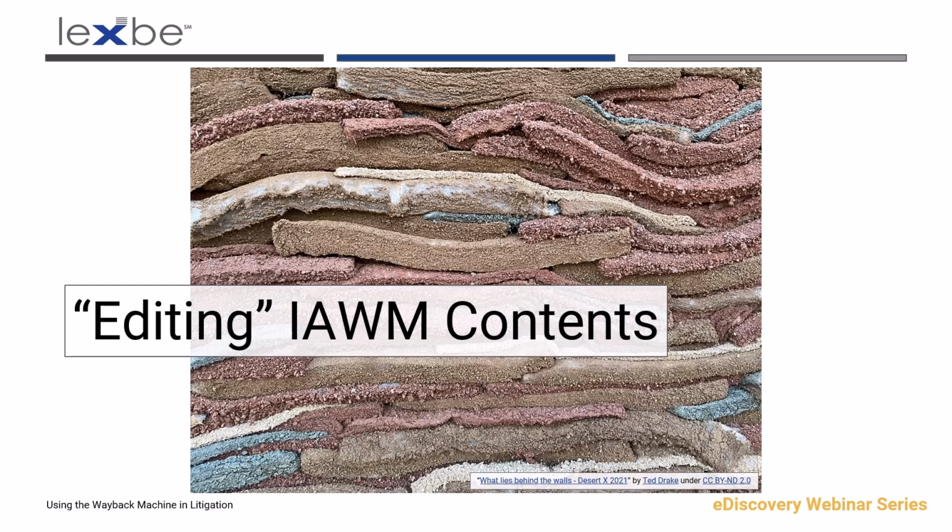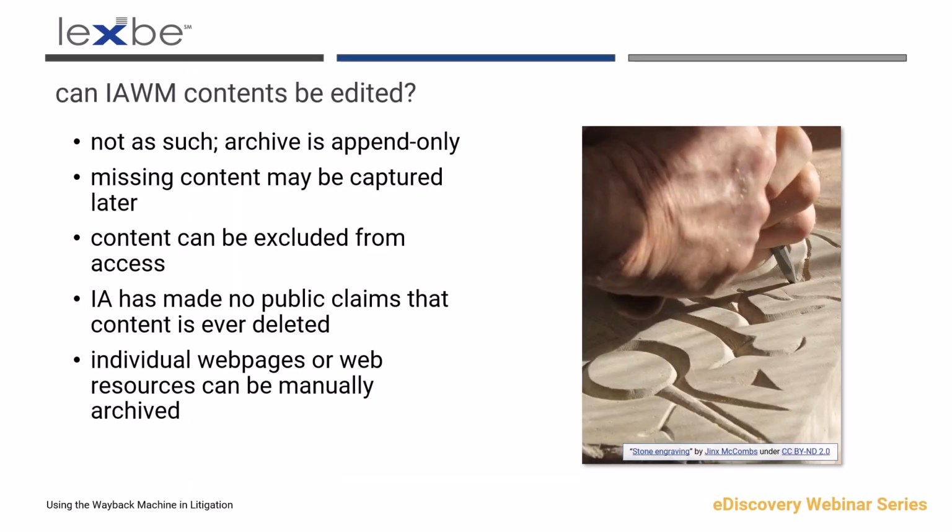In this last section, I'll discuss the qualified ways in which it's possible to affect the contents of the Wayback Machine. First off, it should be said that the contents of the Wayback Machine cannot be altered. The archive can only be added to. It is possible that the representation of individual web pages may change over time as content that wasn't previously archived is captured. Archived web content may be excluded from access in the Wayback Machine through a couple of mechanisms. However, the Internet Archive has made no public claims that archived web content is ever deleted, even if it is excluded from access. The Wayback Machine also has a facility that allows anyone to manually archive an individual web page or web resource.